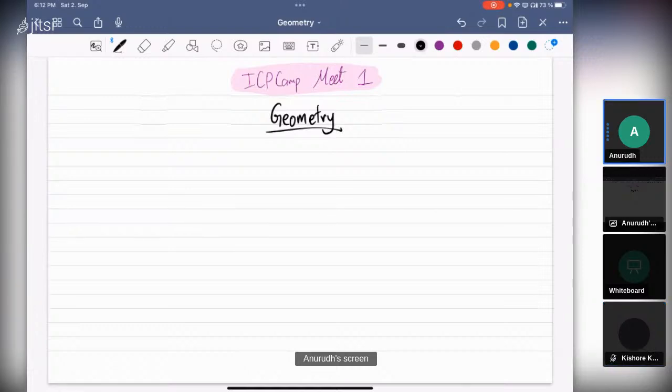Thanks. Hello, everyone. Today I wanted to talk a little bit about how to approach geometry problems in CP and some tips and tricks on how to go about that.